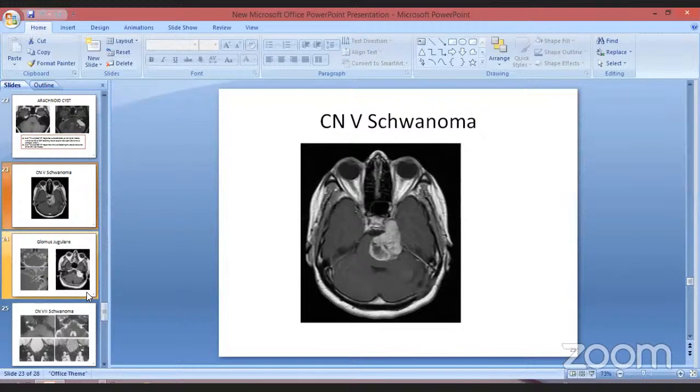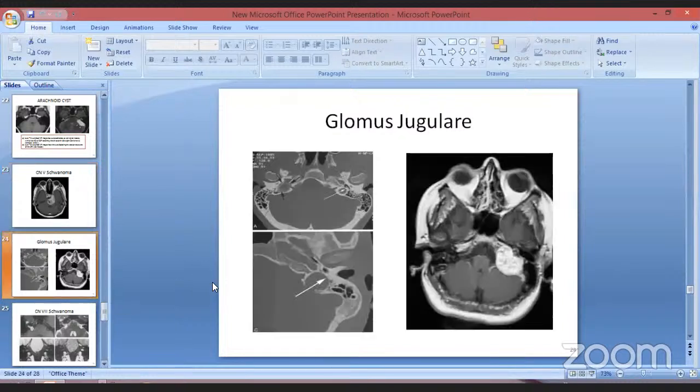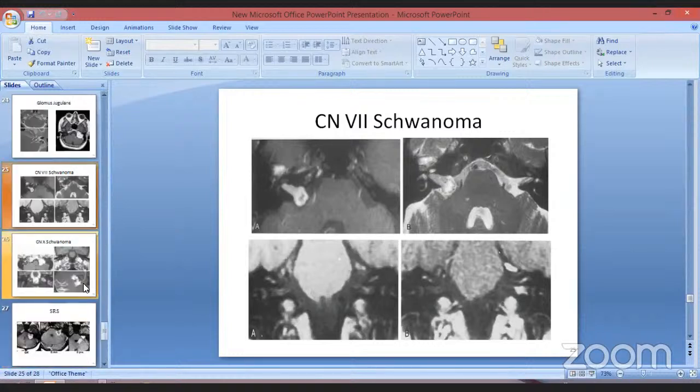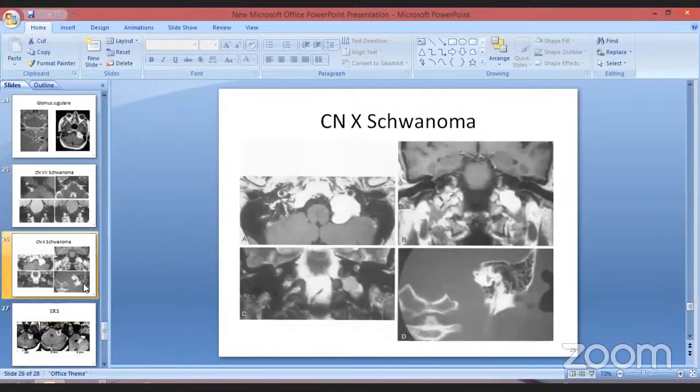We have a case of glomus jugulare, which we sent for radiosurgery later on. And this is a very rare case of cranial nerve 7th schwannoma. And we have a very rare case of cranial nerve 10th schwannoma as well.